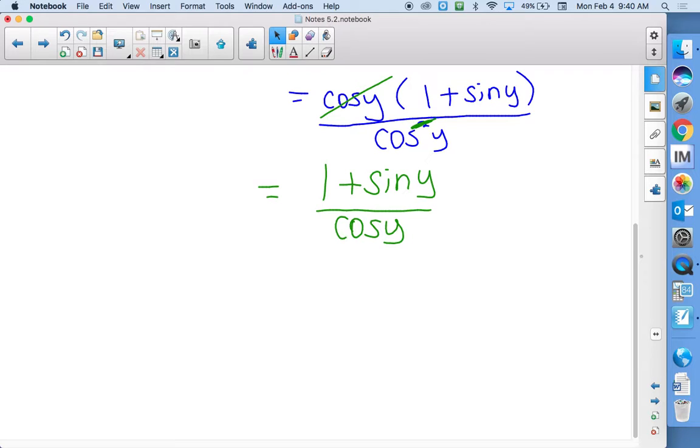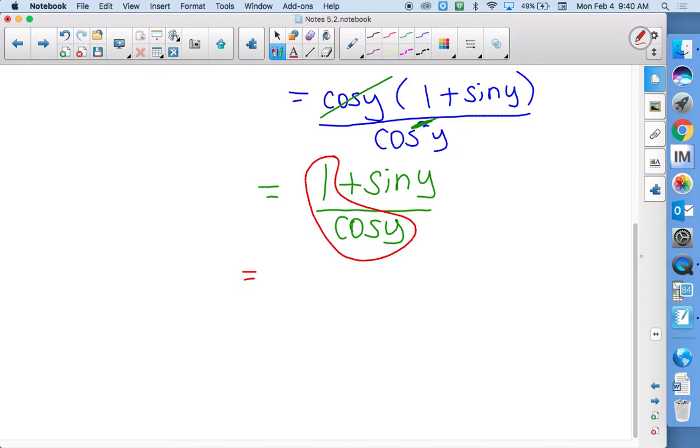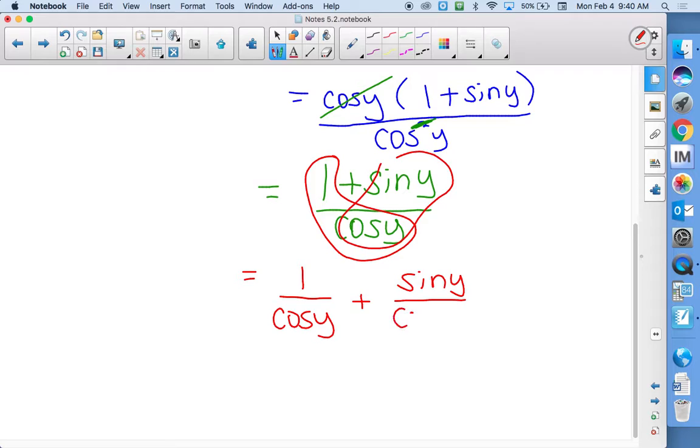So if you separate the fraction, it's 1 over cosine y plus sine y over cosine y. Right. When you have a common denominator, you can take that common denominator and split the numerator up with each piece of the denominator. So 1 over cosine plus sine over cosine. So 1 term in the denominator, that's our common denominator, the numerator can separate. And then that gives you the secant plus the tangent.